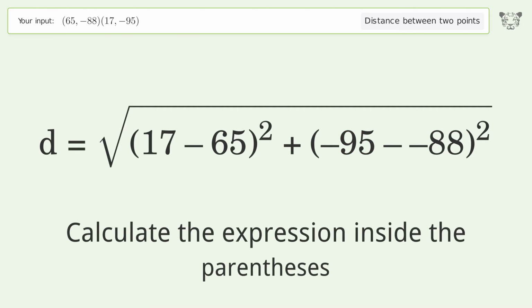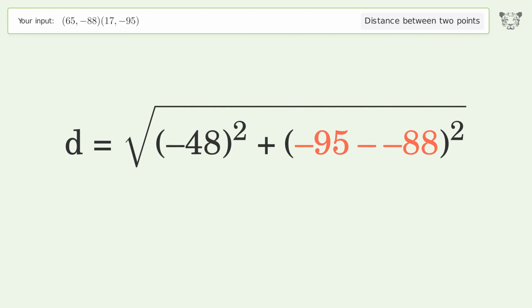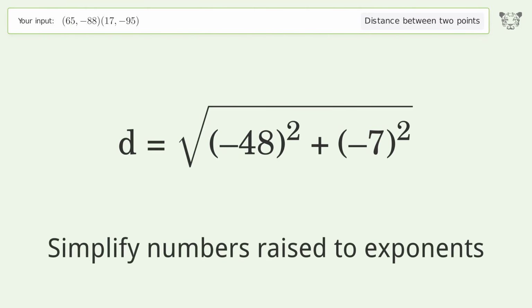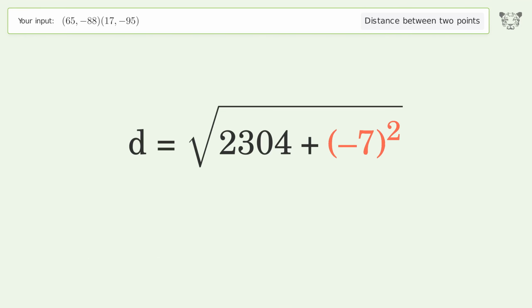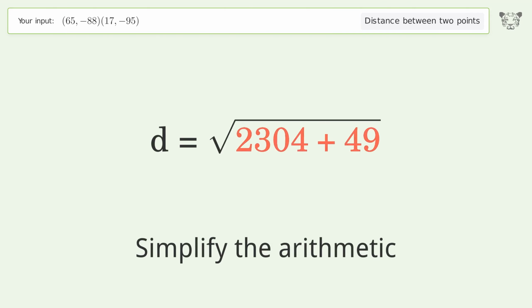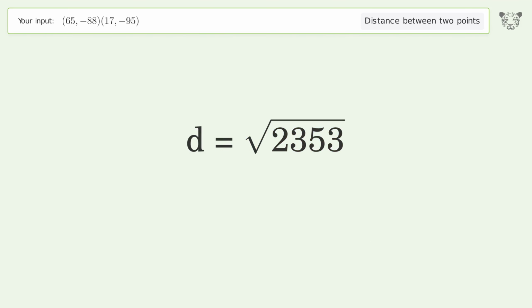Calculate the expression inside the parentheses. Simplify numbers raised to exponents. Simplify the arithmetic. And so the distance between the 2 points is the square root of 2,353, or 48.508.